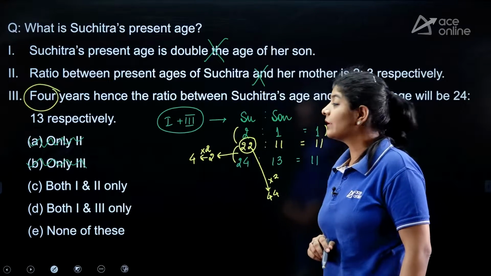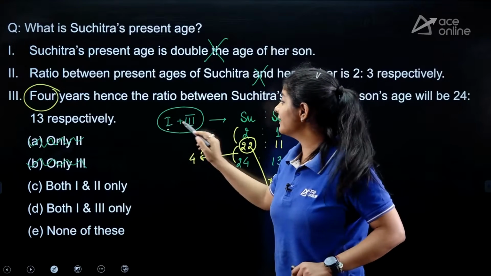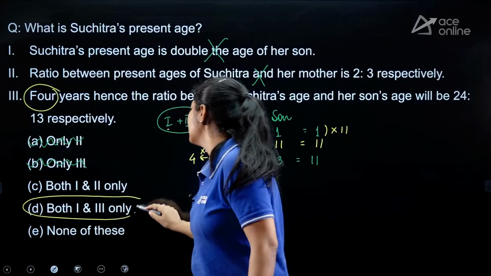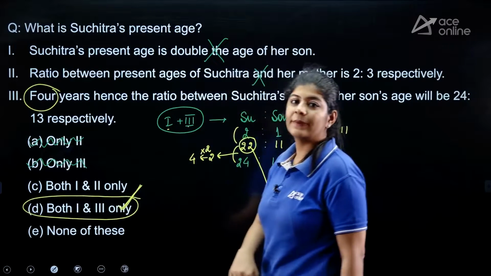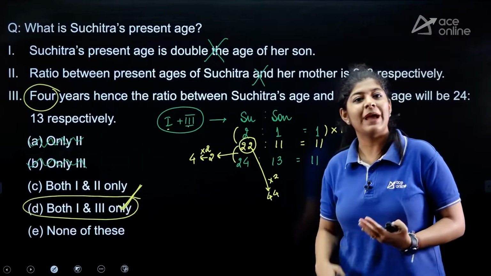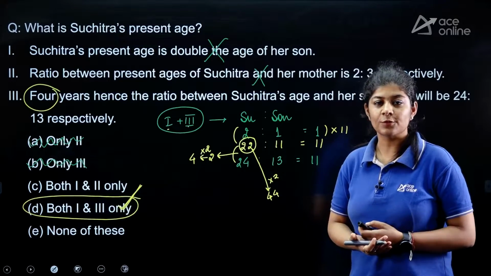But we are only able to define it when we combine our first and third statement together. That means option number D is the correct one. Is it clear? So this is the way by which we need to attempt these kinds of questions. Next.